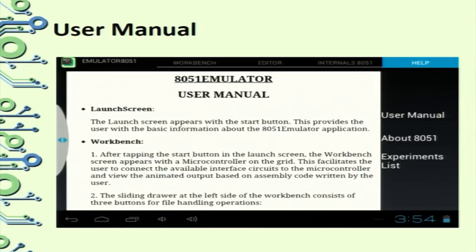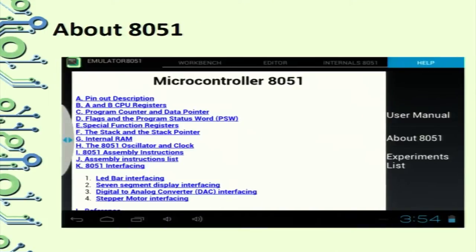And this module usually consists of three submenus. They are user manual, about 8051, and the experiment list. By moving to the user manual, it gives the complete information to the user on how to use this application, and it gives the specific functionality of each and every specific button which we used in this application.